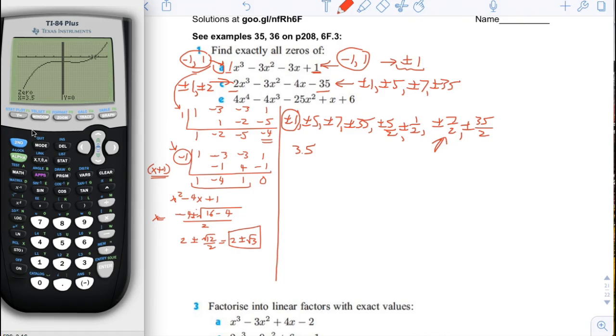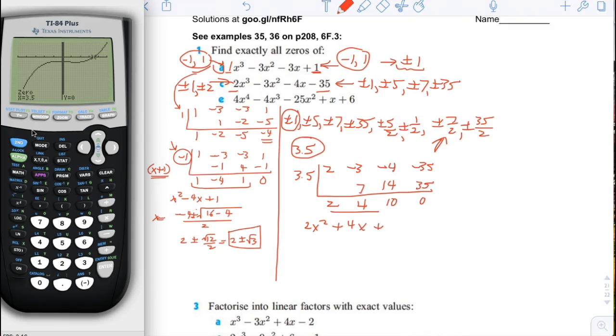And then to find the other roots, we could use synthetic division now. So if I put 3.5 here, and I put the coefficients, which are 2, -3, -4, and -35, we get 2, 7, 4, 14, 10, 35, 0. So my remaining coefficients are 2, 4, 10, which would lead me to 2x squared plus 4x plus 10.